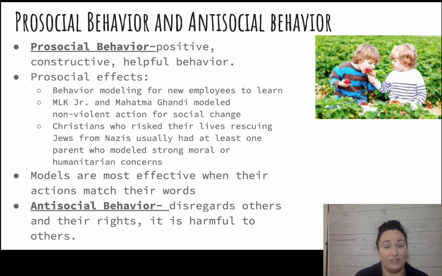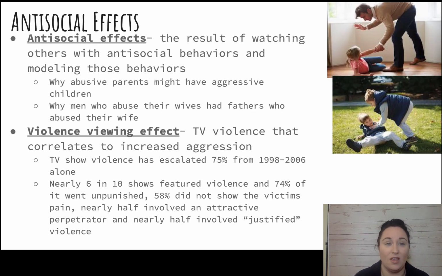Antisocial behavior disregards other people and their rights, and it's harmful to others around them. So it's the opposite of prosocial behavior. Some antisocial effects come from watching antisocial behavior. This could explain why abusive parents might have more aggressive children, and why men who abuse their wives have fathers who abuse their wives. So it's kind of like that cycle of antisocial behavior.